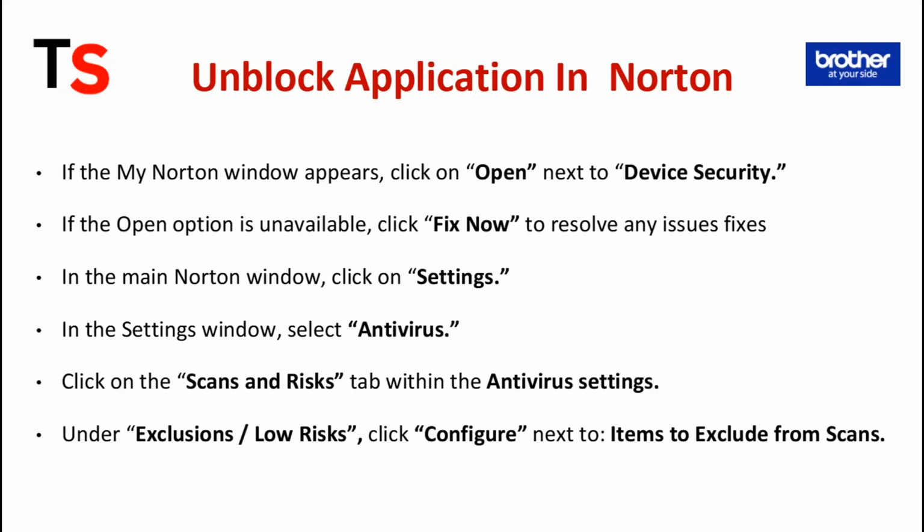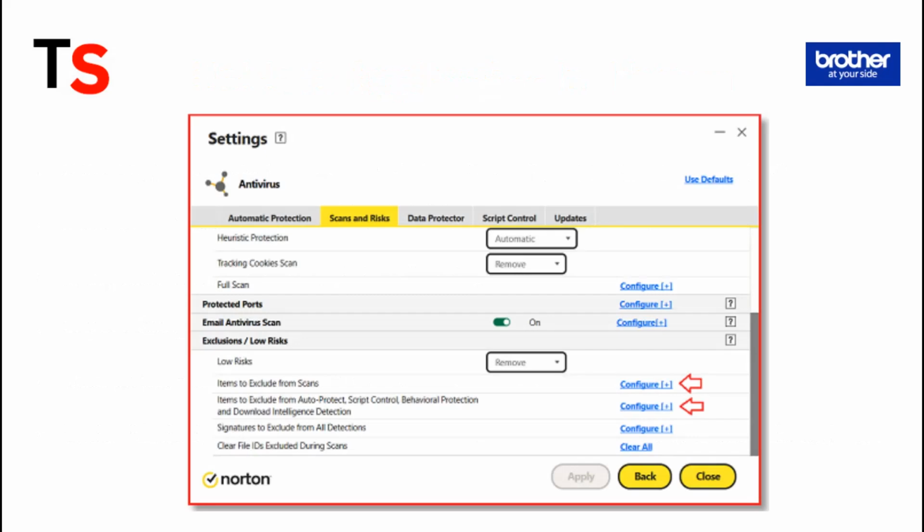Once the process is completed, go to Settings and click Antivirus and go to Scans and Risks, and under Exclusions and Low Risks you can see the Configure button near items to exclude from scans, items to exclude from Auto-Protect, script control, behavior protection and download intelligence detection.